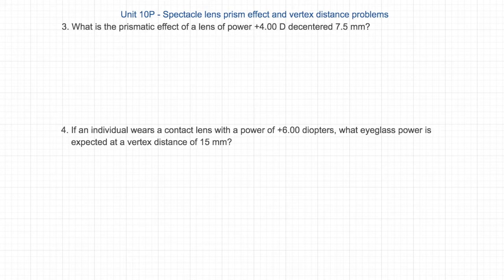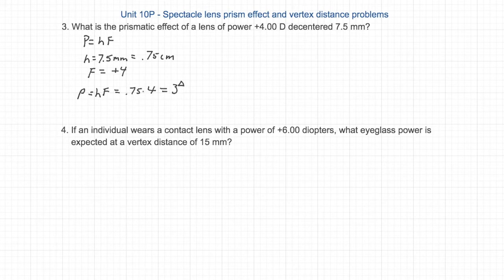Question 3, what is the prismatic effect of a lens of power +4 diopters decentered 7.5 millimeters? So again, formula is P equals HF. H is in centimeters, so it's 0.75 centimeters. Power is +4. We multiply them and we get the prism power equals 3 prism diopters.